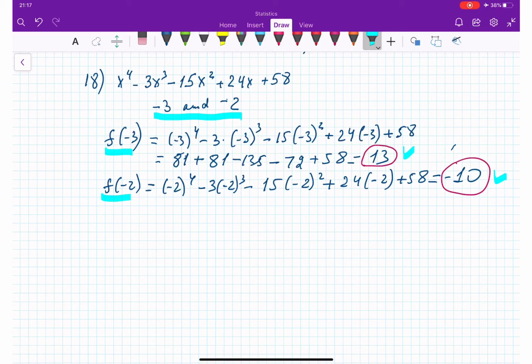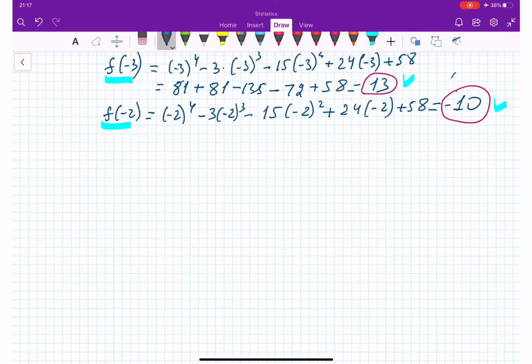Question number 19. Let's see what we have. Given a polynomial graph, we need to write down the function. So this is what we have. -4. This is 0, 70. This is 5. And this is 7. So the graph is coming like that.